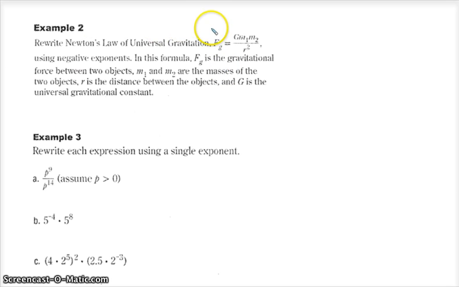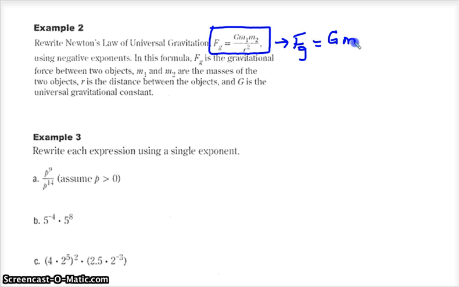So let's look at F sub g is equal to G times m sub 1, m sub 2 all over r squared. This can be rewritten again by taking this power in the bottom and moving it to the top and calling it a negative exponent. So this would look like F sub g equals G m sub 1, m sub 2, r to the negative second.